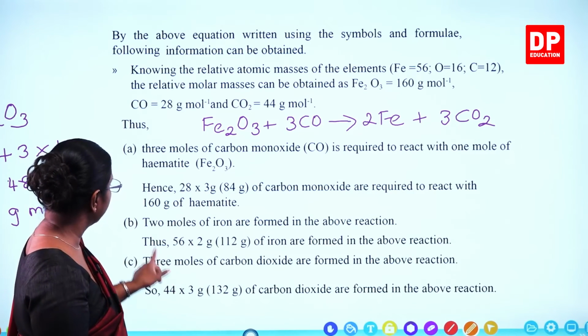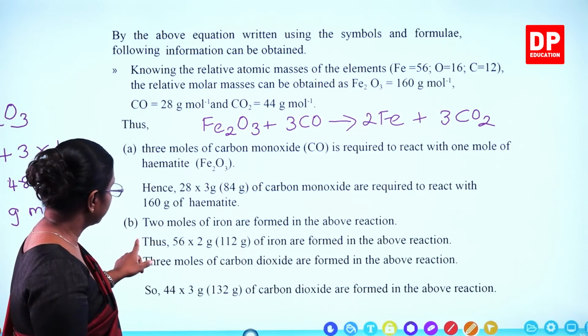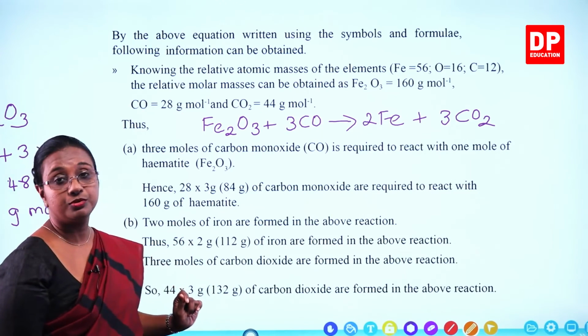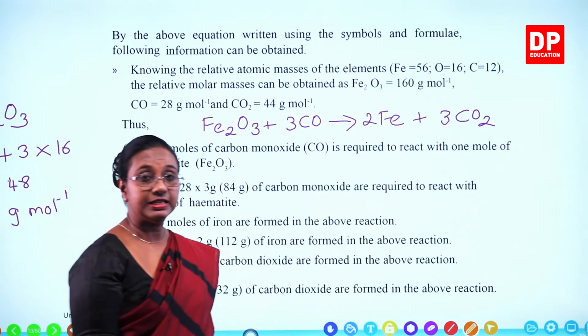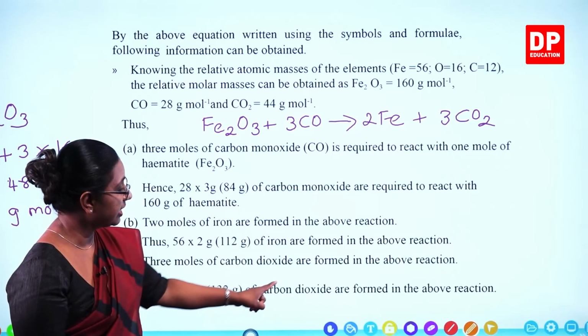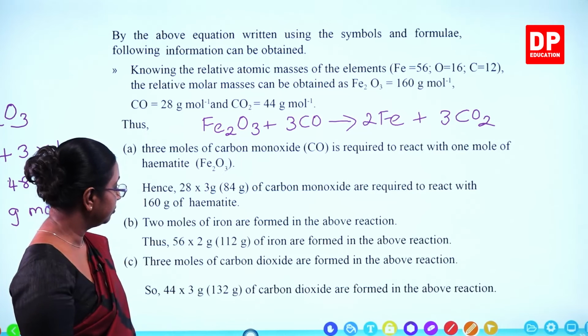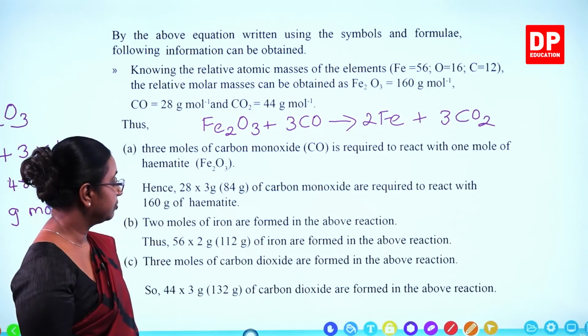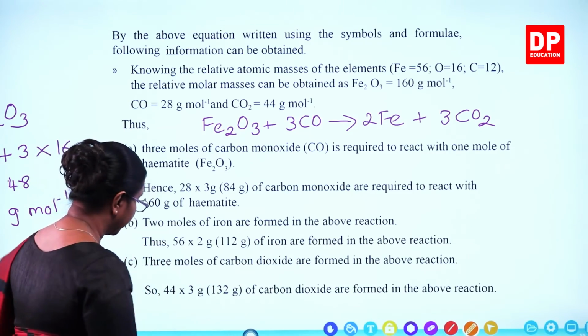The same way, 2 moles of iron are formed in the above reaction. So, 56 into 2 grams, that is 112 grams of iron, are formed in the above reaction. 3 moles of carbon dioxide are formed in the above reaction. So, 44 into 3, that is 132 grams of carbon dioxide, are formed in the above reaction.